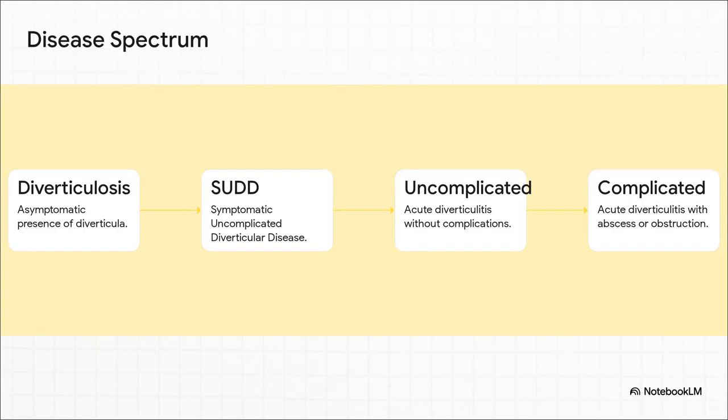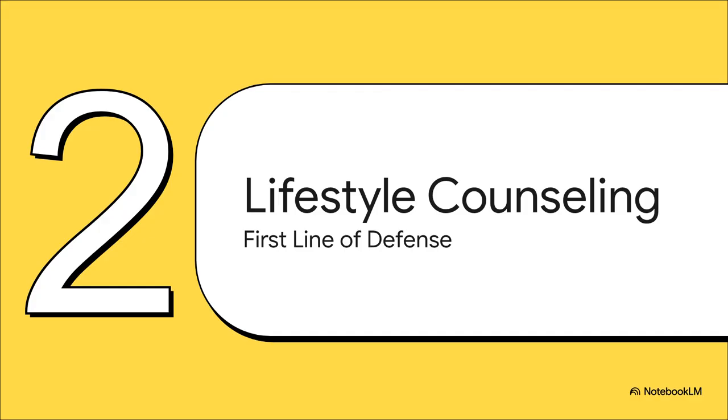And this slide really lays out the whole progression beautifully. You see, you can go from being totally asymptomatic to having what we call symptomatic uncomplicated diverticular disease, or SUD, all the way to acute diverticulitis, which can be simple or much more complicated. Now, for us in a community pharmacy setting, we're mostly going to be dealing with patients in those middle two categories.